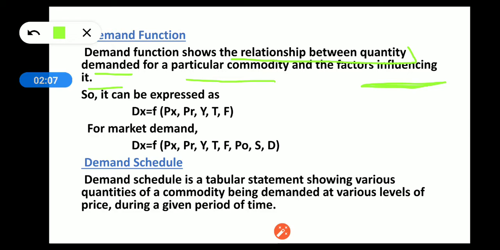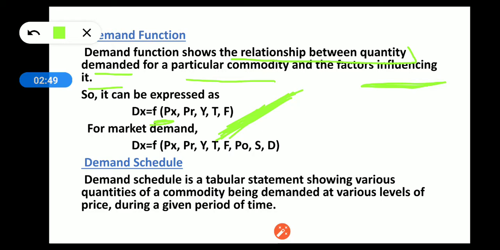So it can be expressed as Dx equal to f(Px, Pr, Y, T and F). So Dx is here demand of x. So demand of x equal to function f, where f means function. F shows the functional relationship between demand and the factors. Px means price of x. Pr means price of related goods or related commodities. Y means income of the consumer. T means taste and preferences. And F means future expectation of the price rise.